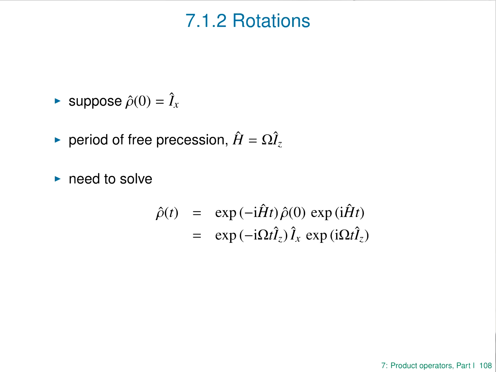Now you may be tempted to think, why don't I just squash the e to the iHt and the e to the minus iHt together, and that will give you e to the 0, which is 1. And you can't do that, and the reason you can't do that is that these are operators, and you can't reorder operators willy-nilly, right? You have to think very carefully about it. And in fact, you're certainly not allowed to shift the e to the iHt and the rho 0. You're not allowed to swap them over. So you have to preserve this order. So the problem then is, how are we going to solve this equation that's on the bottom line then?